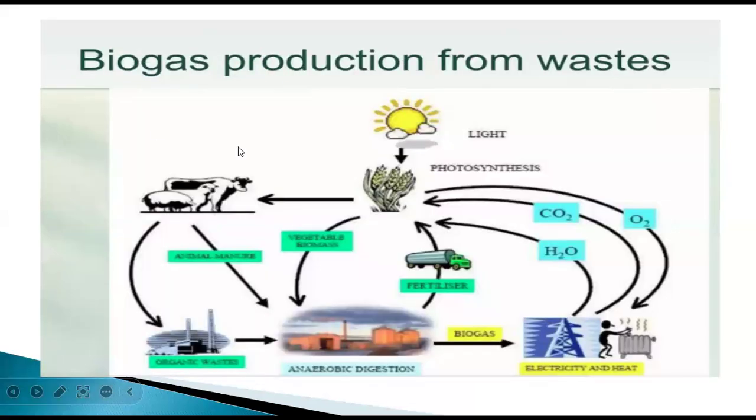Next, biogas production from wastes. This is one of the remedies among alternative sources. We know that from sunlight, plants produce food with the help of photosynthesis. From the plants, animals and humans utilize it. Then it is converted into organic waste, and we can convert it through anaerobic digestion into biogas.